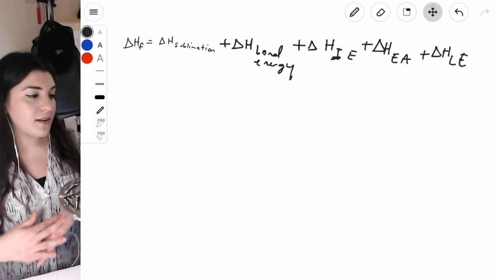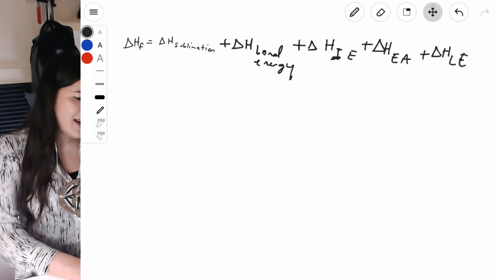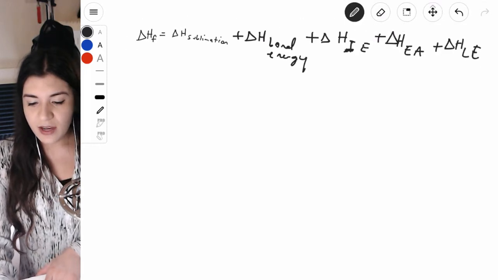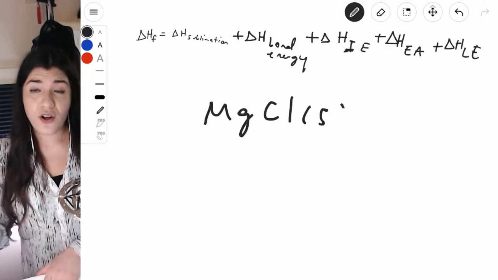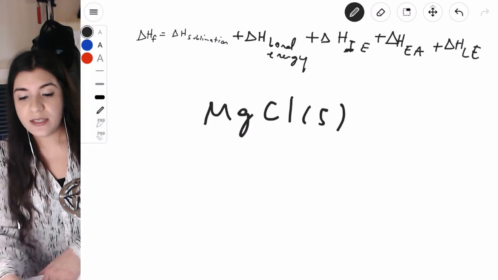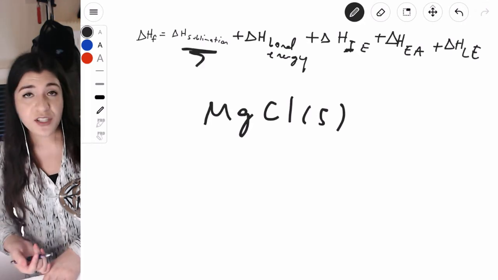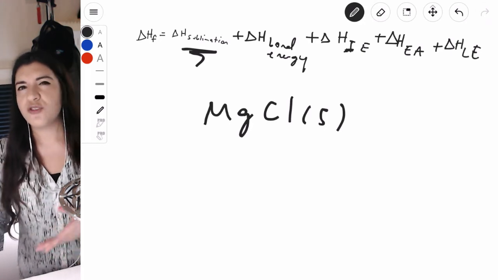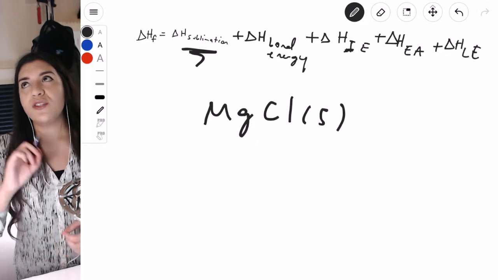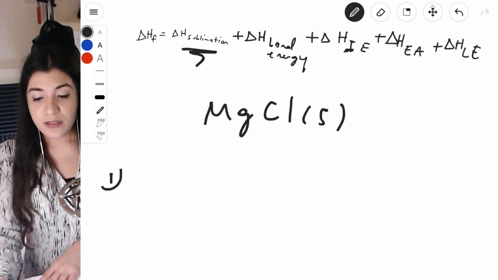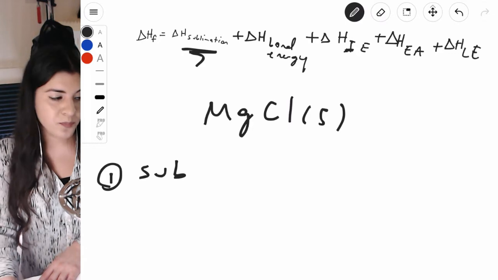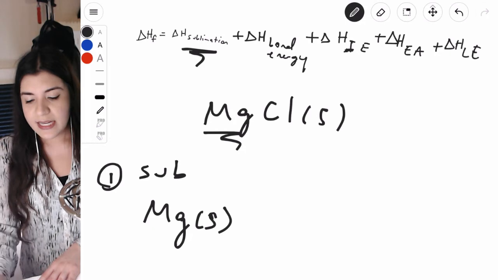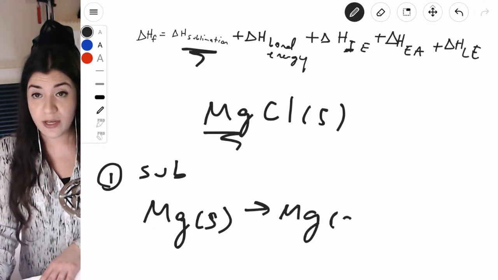So now let's say we were asked to find the formation of magnesium chloride, and that's our solid. You're always going to start off with sublimation. Sublimation means we're taking the metal in its natural state, which is a solid, and changing it to a gas. I'll put sub, meaning sublimation, where the equation would be magnesium, always the metal, in its solid state, changing to a gas.